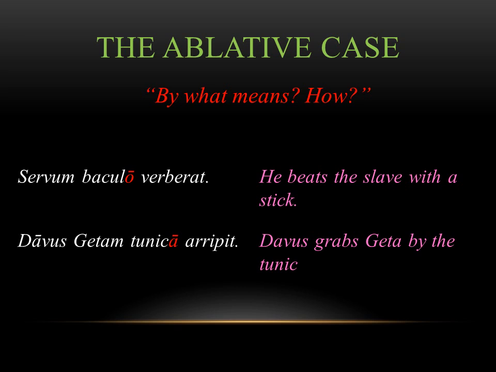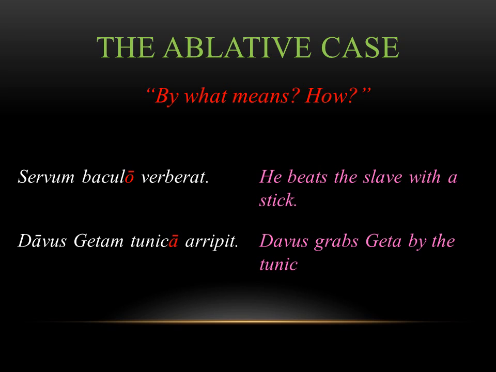So in the first sentence, you're saying, how does he beat the slave? And the answer is, he beats the slave with a stick. The ablative there is giving us more information about the verb verberat. In the second, you're saying, how does Davus grab Geta? Or by what means does Davus grab Geta? And the answer is by the tunic. Again, the ablative is giving us more information about the verb.